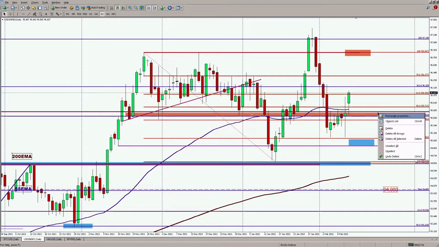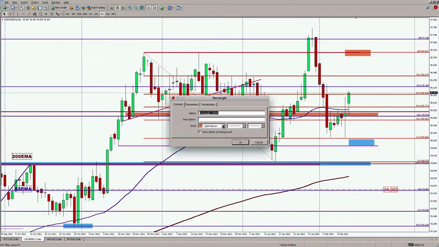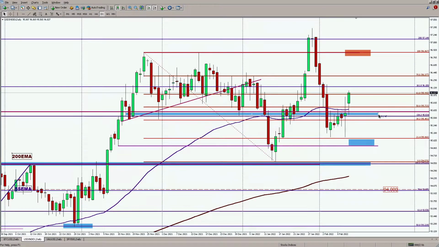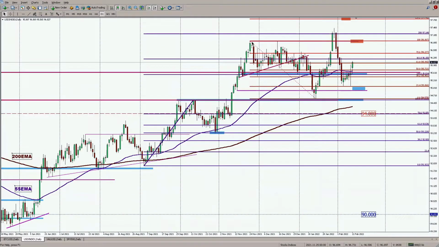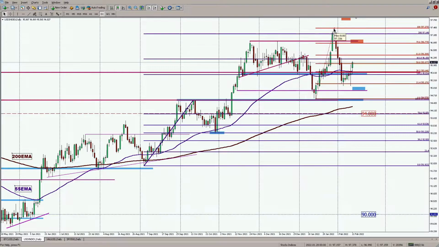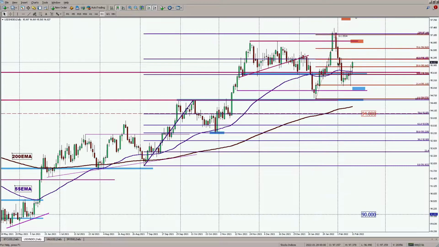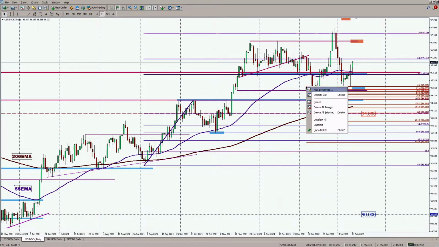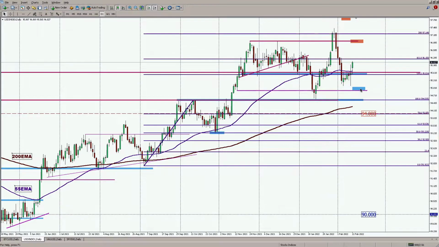So this will now turn back into a support zone. And we may be able to move some of these trend lines. Let's see. Yeah, let's remove this short-term one for now.